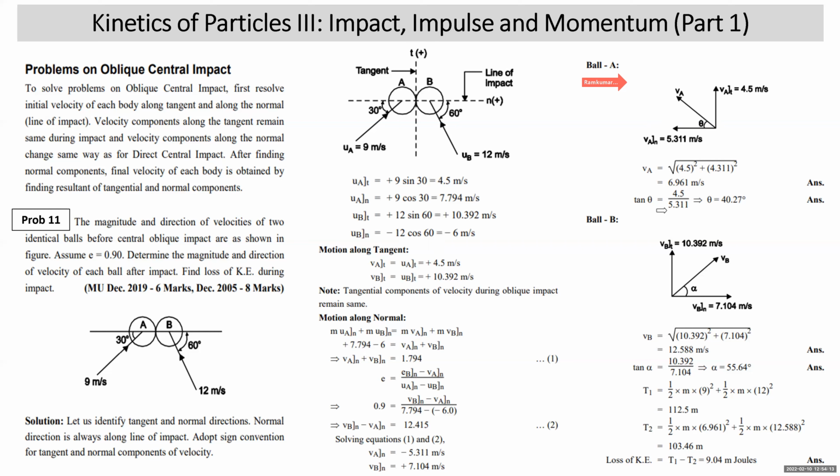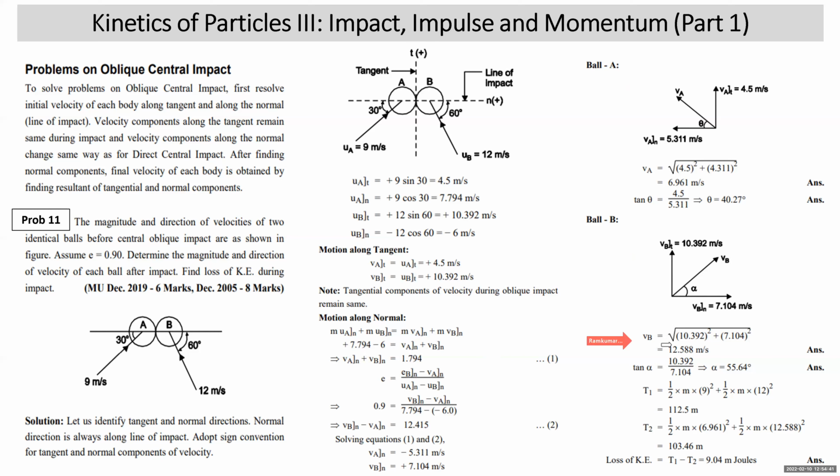All right. And tan theta is equal to 4.5 upon 5.3. It comes out to 40%. Similarly, for ball B, tangential component is positive, that is 10.392. Normal component is positive 7.104. That means it is to the right. So if one component, tangential, is upward, normal is towards right. So resultant velocity is this way, making angle alpha.